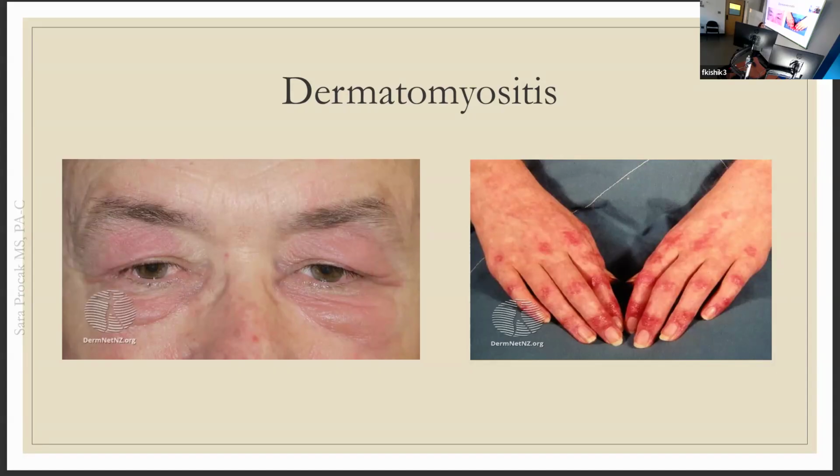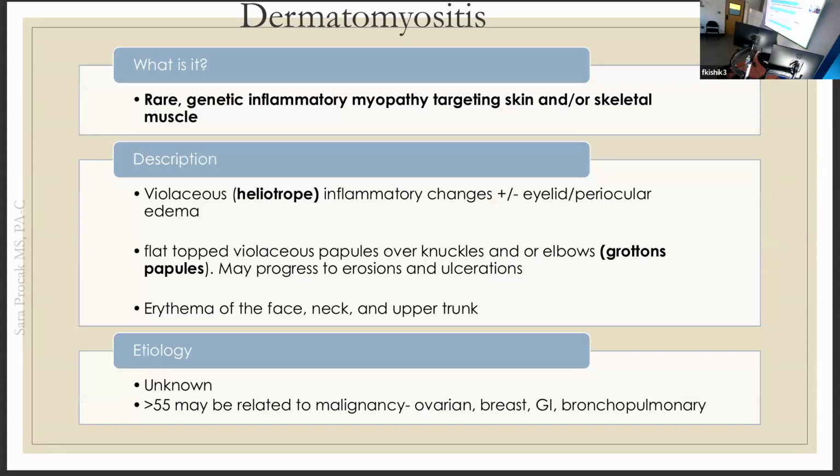And they're going to have what they call Gottron's papules, which are these violaceous, flat-topped papules that you can see over the joints. So different than what we saw with lupus, right? Lupus spares the joints. This is going to include them. And you can also see these lesions around the elbow. Sometimes they can erode too, and they can be pretty uncomfortable. This is a pretty rare condition.